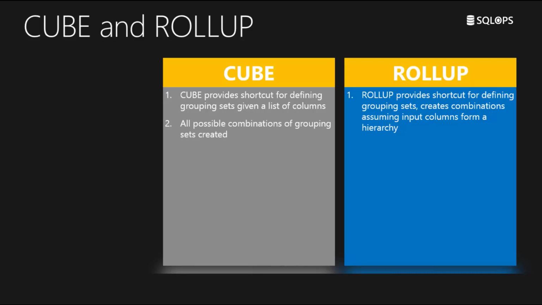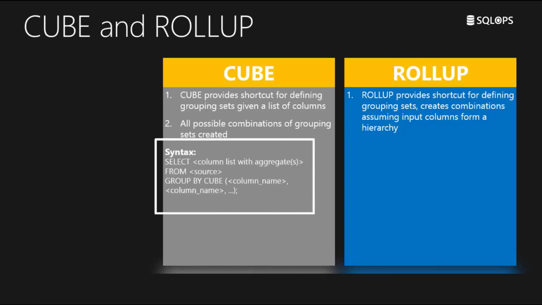given a set of columns, CUBE will determine all possible combinations and output groupings, and ROLLUP creates combinations assuming the input columns represent a hierarchy. Therefore, you can think of CUBE and ROLLUP as shortcuts to grouping sets. Let's take a look at the syntax of the CUBE subclause.